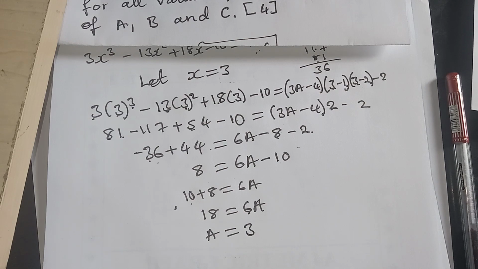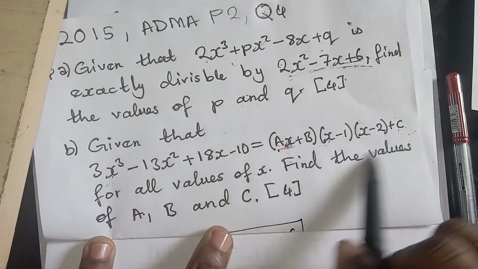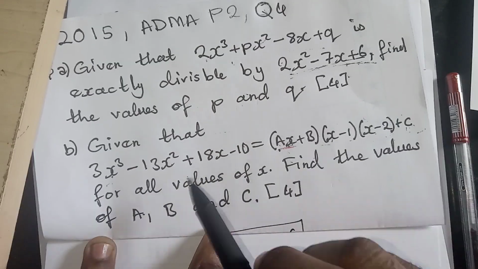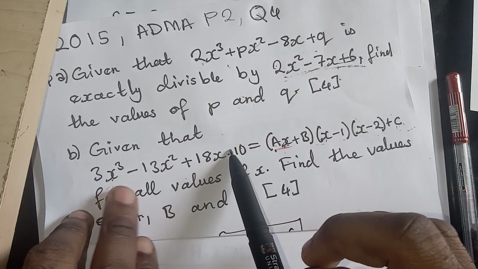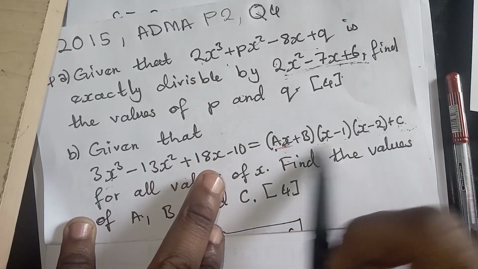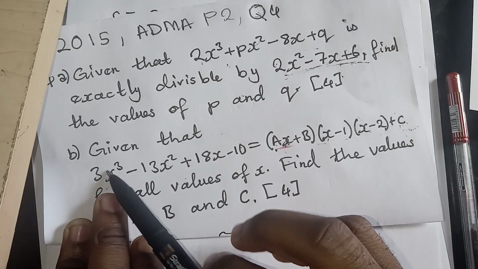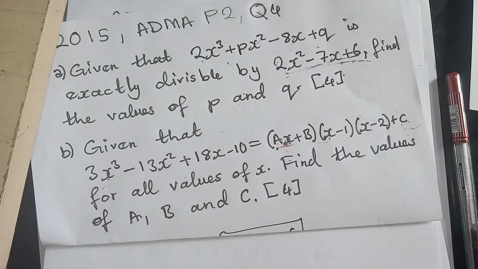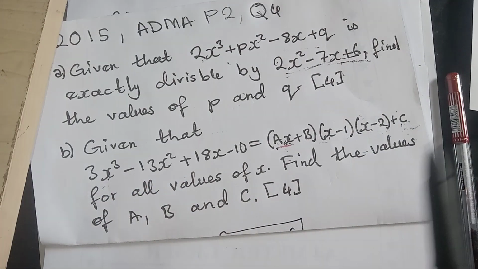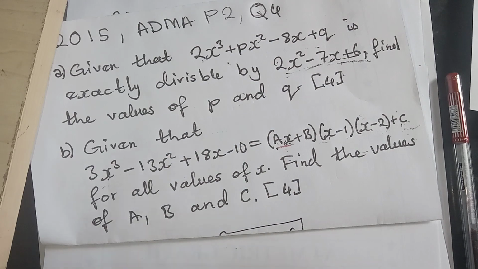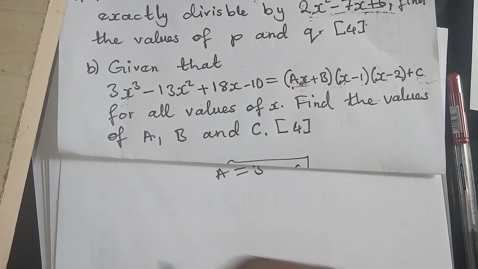And then the second method will require you to expand this side and then compare the coefficients. Remember, if this is equal to this in its expanded form, then the coefficients of x cubed on both sides should be the same, and the coefficients of x squared on both sides should be the same, and the constants should equally be the same. So let's try that.